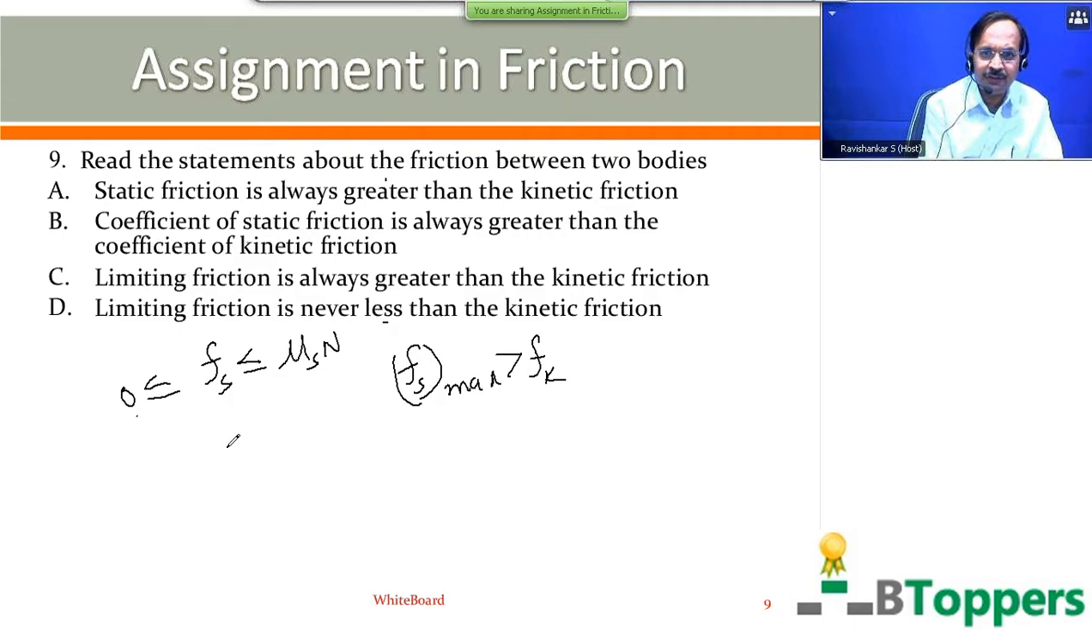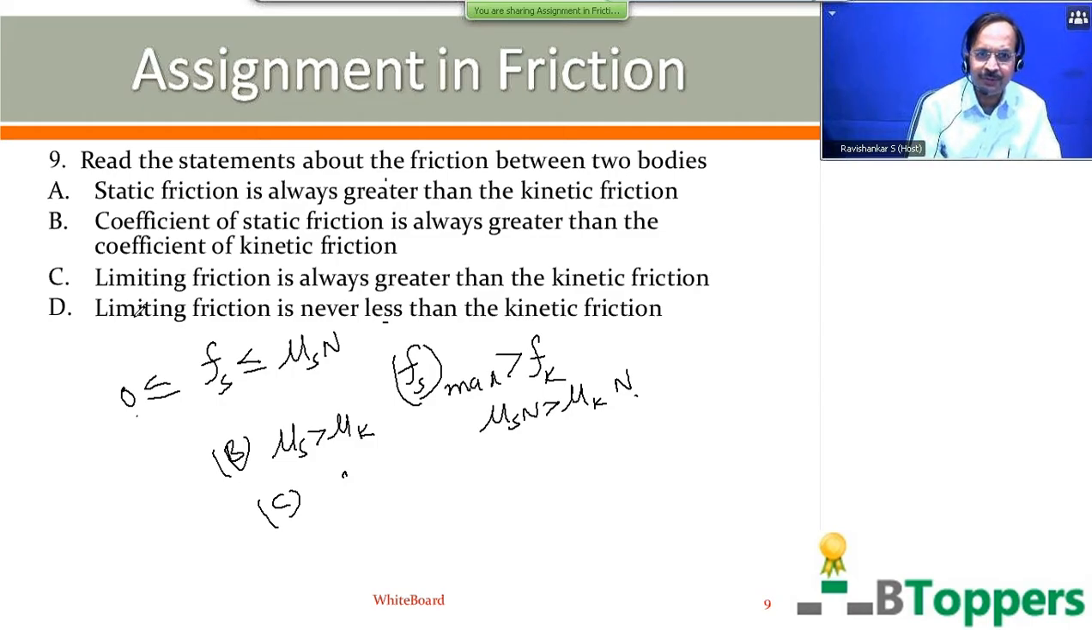Statement B: the coefficient of static friction is always greater than the coefficient of kinetic friction, that is true. Limiting friction, meaning the maximum value of force of static friction, is always greater than kinetic friction, that is true. That's why we write mu s N greater than mu k N, or mu s greater than mu k. Limiting friction, that is mu s into N, is never less than the kinetic friction. That is true. So statements B, C, and D are correct. Statement A is not correct.